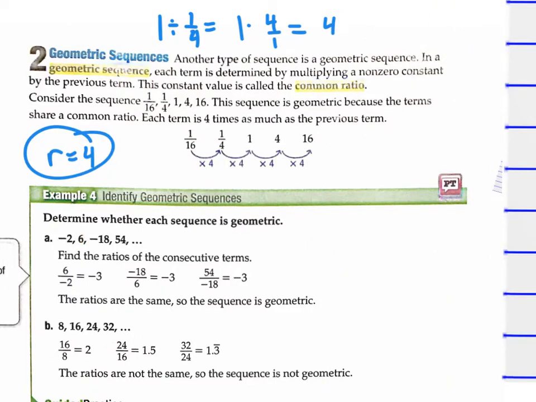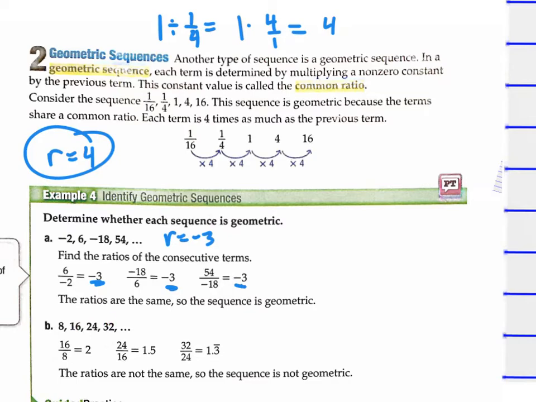Pick a number, 6. 6 divided by -2. What's that? 6 divided by -2, that is -3. How about 54 divided by -18? If you did that, they show the work here, it is -3. If I do -18 divided by 6, they show the work here, it is -3. So there is a common ratio. That ratio is -3, -3, -3. So the common ratio is -3, okay? So this is geometric. And why is it geometric? Because there is a common ratio that exists between all the numbers.